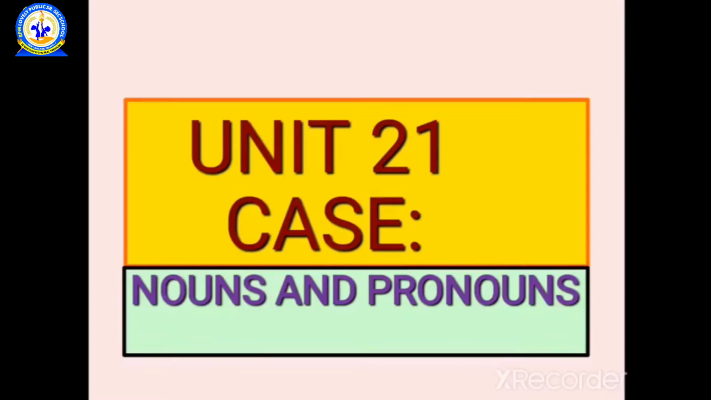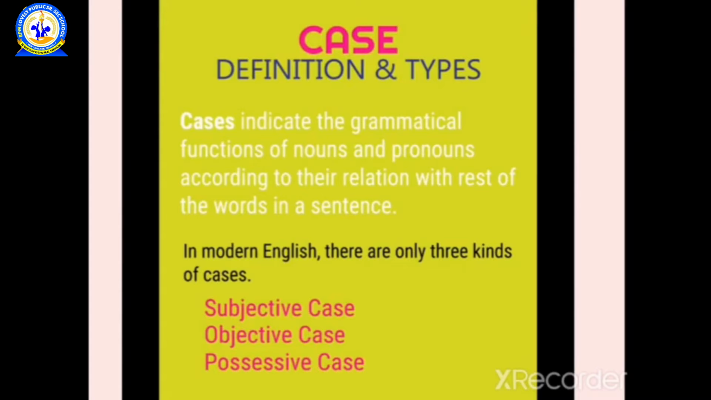In this video, we'll learn about cases. That is your noun case and your pronoun case. Before starting further, let's understand the meaning of cases and its type. Basically, cases indicate the grammatical functions of nouns and your pronouns according to the relation with the rest of the words in a sentence. In modern English, there are only three kinds of cases, named as your subjective case, your objective case, and your possessive case.